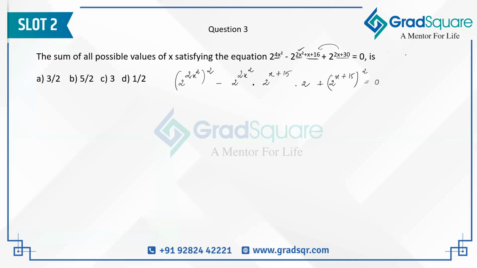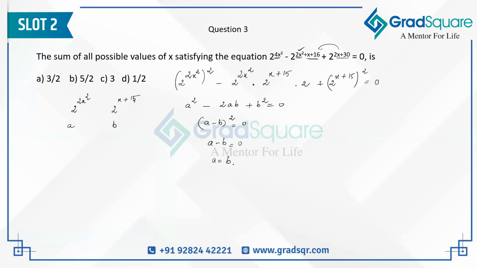First of all, I have 2 to the power 2x square, which is common, occurring in two places. I also have 2 to the power x plus 15 occurring in two places. So I'll put this as a, and I'll put this as b. So this turns out to be a square minus 2ab plus b square is equal to 0. Now you tell me, what is this particular formula? a square minus 2ab plus b square. Simple, the a minus b whole square formula.